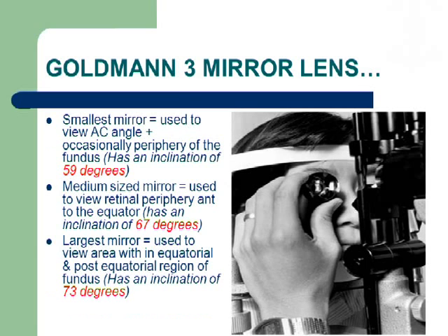Now the Goldmann mirror lens, you have a system of 3 mirrors. The smallest mirror is used for viewing the angle, which Dr. Manish so very well showed with his fantastic videos. It has an angulation of 59 degrees. Then the medium-sized mirror is used to view the retinal periphery anterior to the equator, to look at structures like lattices, retinal breaks, or retinal dialysis. It has an angulation of 67 degrees. And the mirror which has an angulation of 73 degrees is the largest mirror in the entire system and is used to view areas within the equatorial and post-equatorial regions of the fundus.